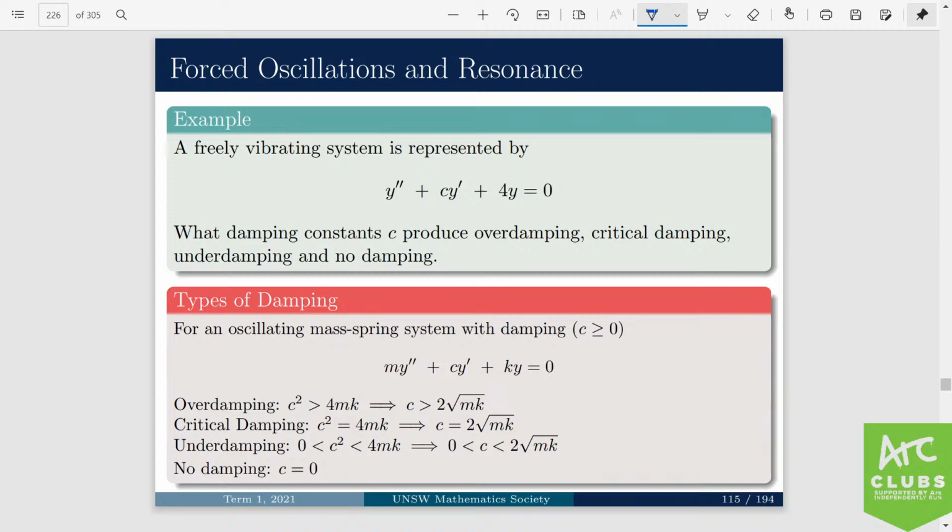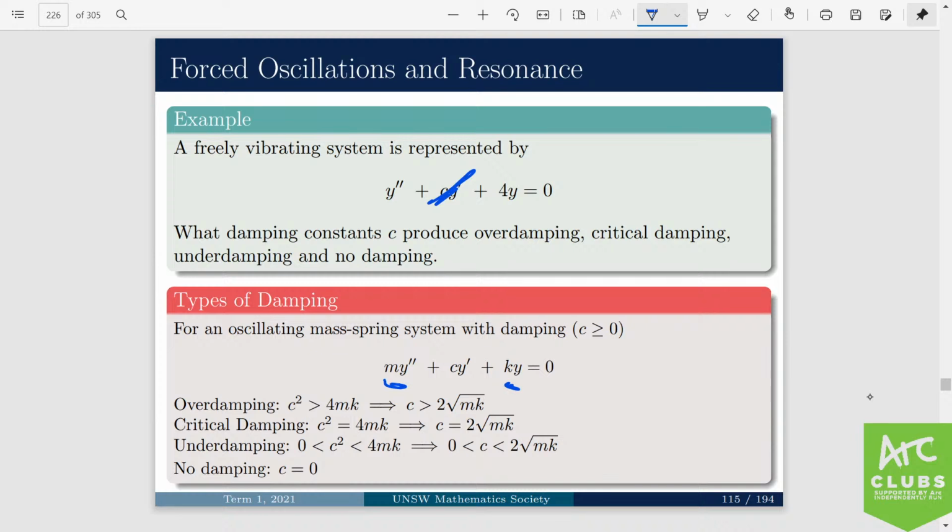Great, and the way we find that is either you can just memorize this formula, or the different versions of this formula if you want to, but it just comes from before when we were solving the characteristic equation of the system. So overdamping would be if c squared is greater than 4mk, where m is the mass constant, and k is the spring constant over here. Critical damping is when they're equal, underdamping is when it's less than, but c is greater than or equal to 0, so it can't be less than 0. And then no damping is when there's just no constant here. So it just looks like y double dash plus 4y equals 0.